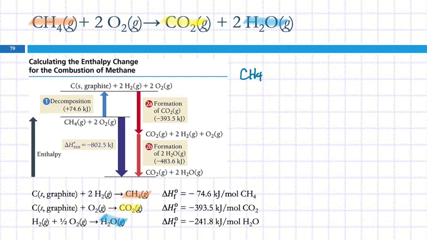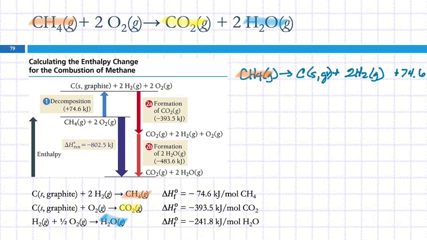So CH4 gas going to carbon. I'll just put GR for graphite, plus 2H2. And then the delta H for that, because I reversed the direction, I'm going to change the sign, right? So that's going to be plus 74.6. So I've got my methane.